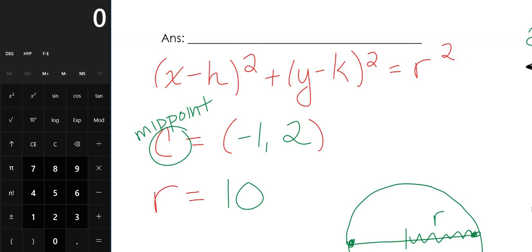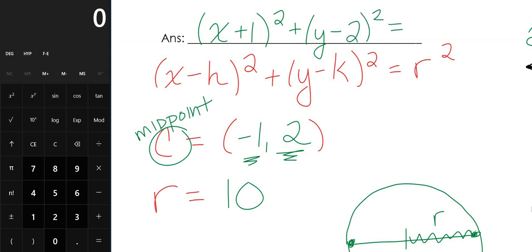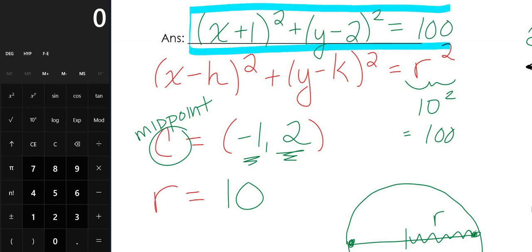Now we're ready to go ahead and plug in. Plugging in -1 and 2, always keep in mind you're going to switch the signs when you put it into the equation. So it's going to be (x + 1)² + (y - 2)². And my radius is 10, but then I have to square it. So 10 squared is exactly equal to 100. So it equals 100. This is my final equation, and that's something that we're used to seeing.